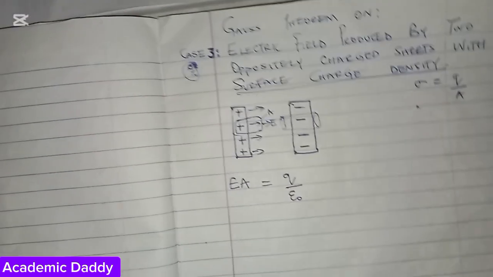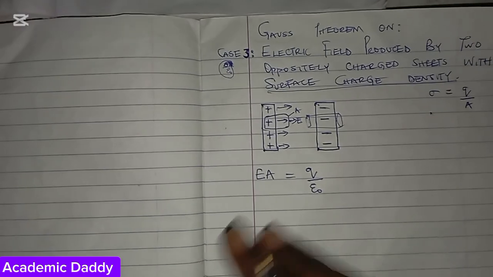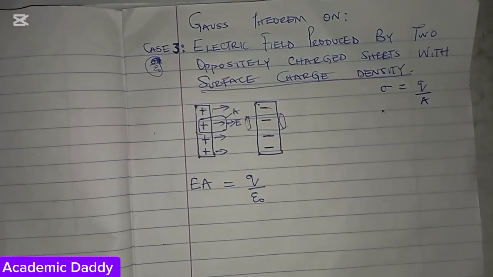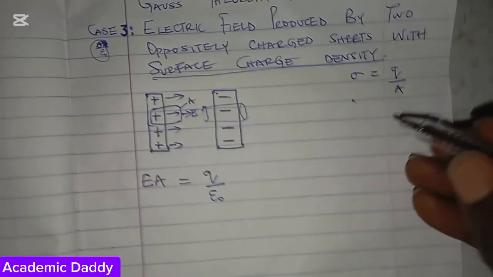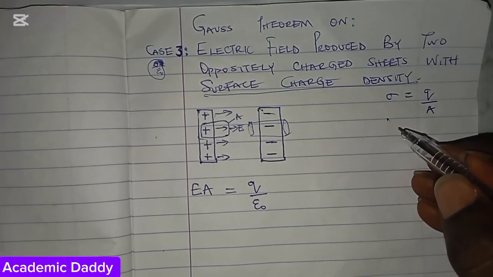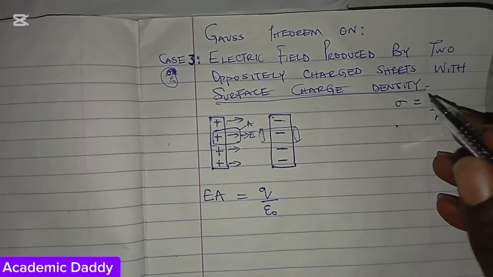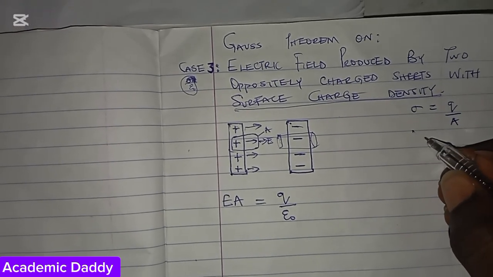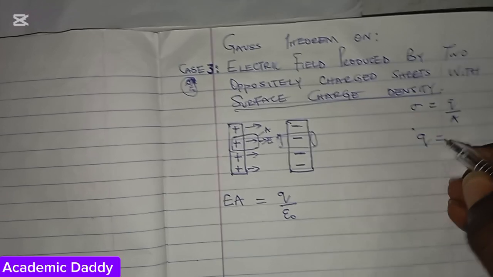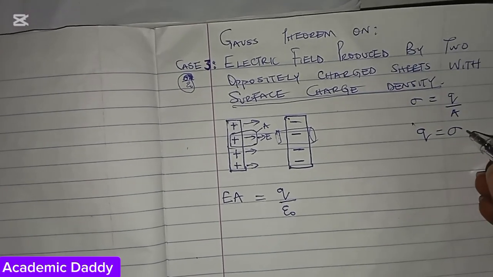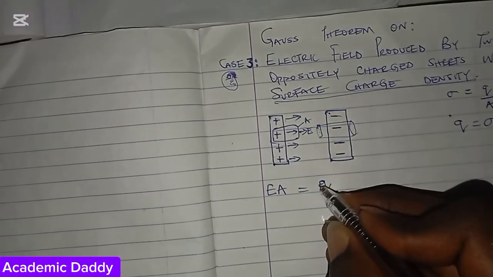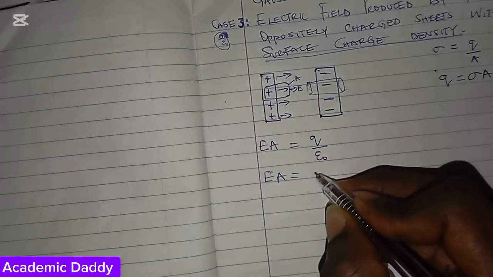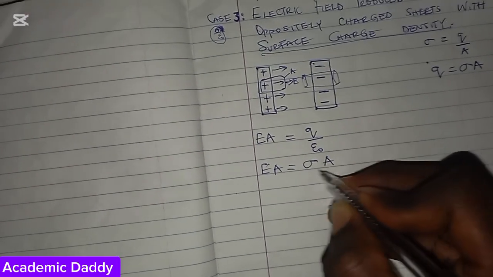So if I have this, I will now remember that I can make charge the subject of the formula since I'm given surface density. If you are asking how I am getting surface density, always have it in mind what you are told. Assuming they said linear density, I will use that of linear, but this one is surface density given. So making use of the formula, I will have the surface density times area. So I replace charge here so that EA is equal to surface density times area all over permittivity of free space.